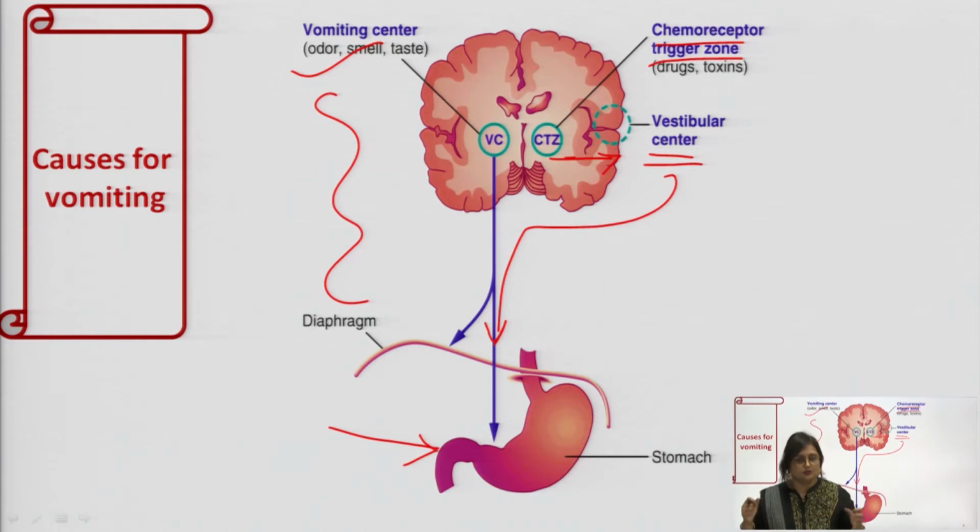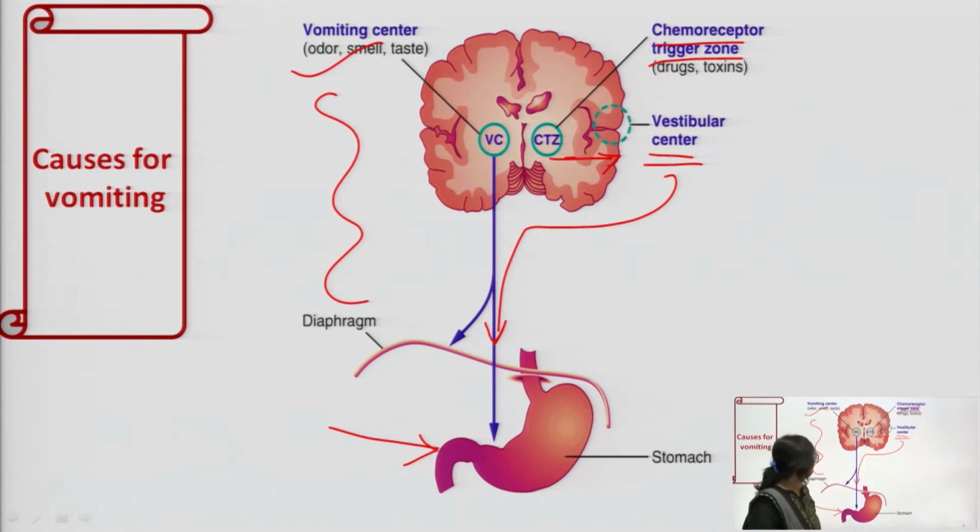There is also a signal towards our gastric cavity, causing constriction of the gastric cavity. All this together leads to expulsion, or the peristalsis, of the material present in our stomach. So, basically, in the brain, two areas are stimulated. The first one is the vomiting center and the second one is the chemoreceptor trigger zone.